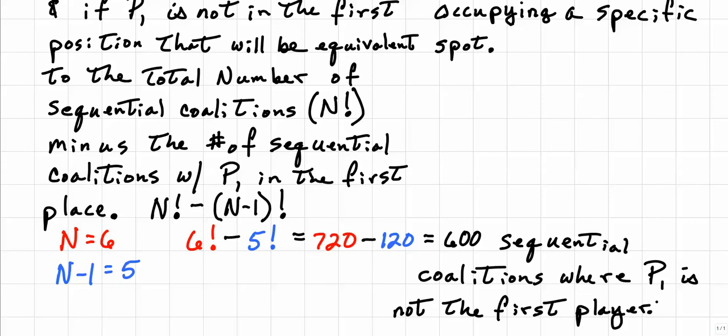Now, your calculator should be able to do this, where you could simply type in 6, the exclamation mark, the subtraction sign, then the number 5, then the exclamation mark, and hit equals, and it should give you 600 automatically.